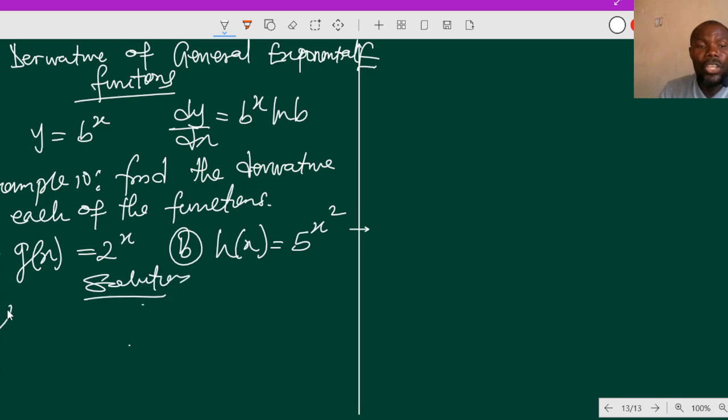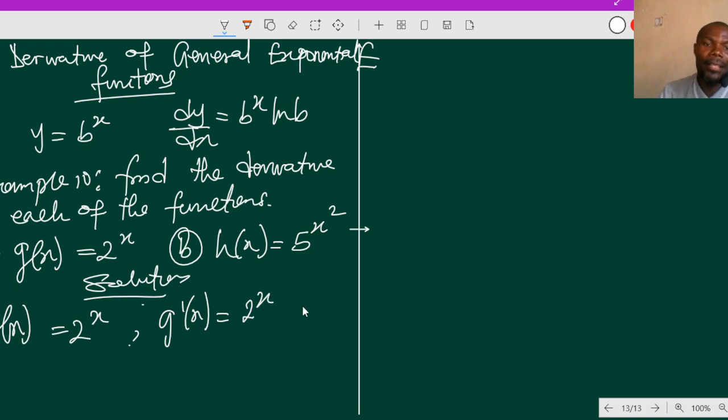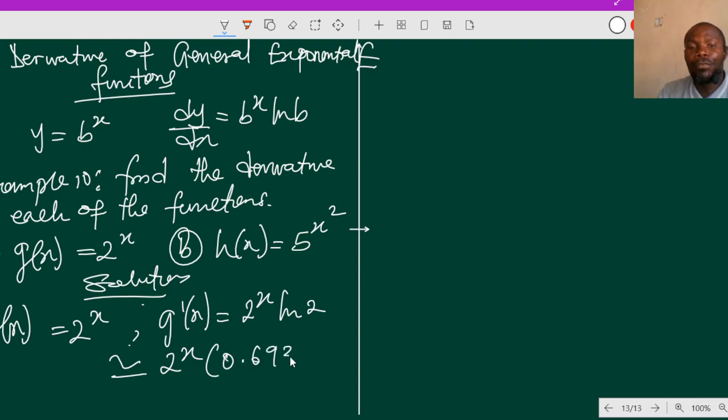Part a: g of x is equal to 2 raised to power x. So g prime of x will be the same expression, 2 raised to power x, times ln 2. That's just the final answer. In approximation, we have 2 raised to power x, and ln 2 is the logarithm of 2. That's all, just multiply.